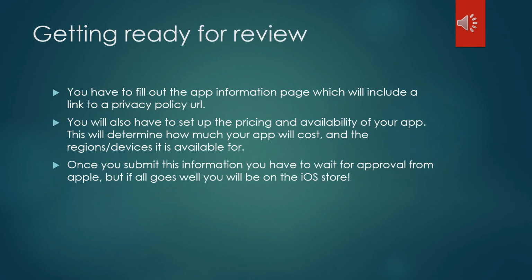You have to fill out the app information page, which will include a link to a privacy policy URL. You also have to set up the pricing and availability of your app. This will determine how much your app will cost and the regions of devices it is available for. Once you submit this information, you have to wait for approval from Apple, but if all goes well, you will be on the iOS store.